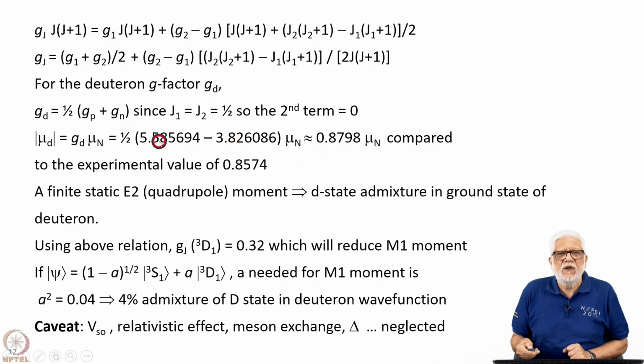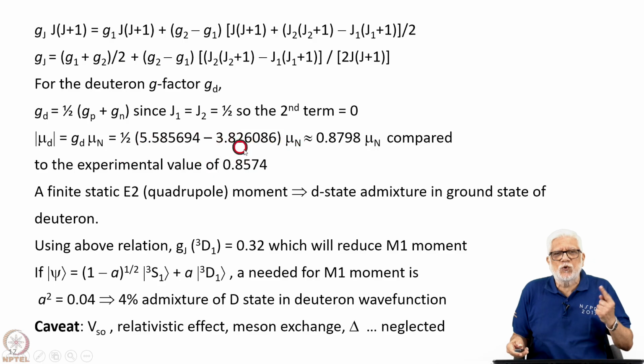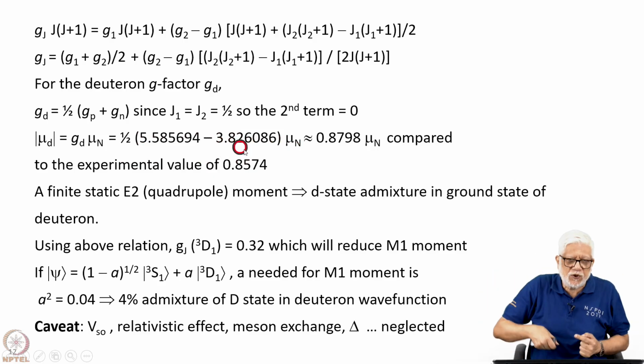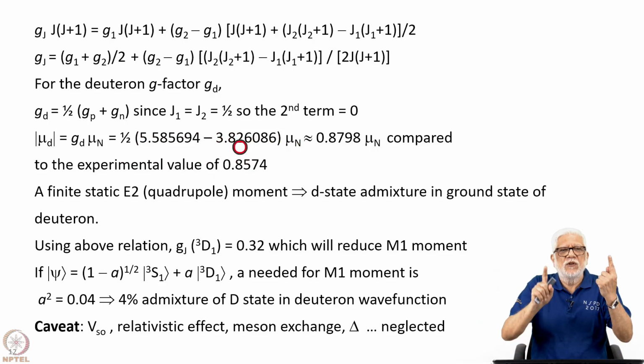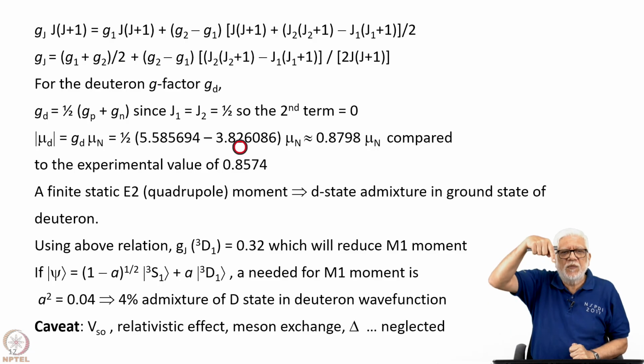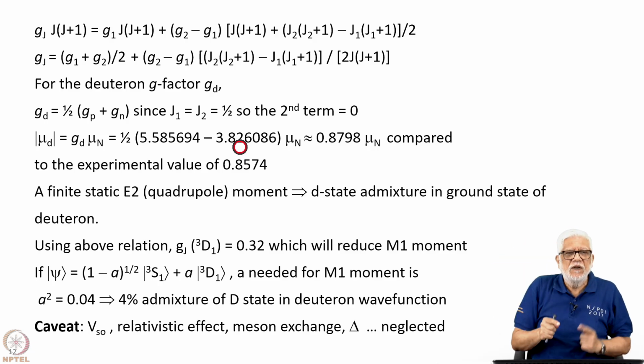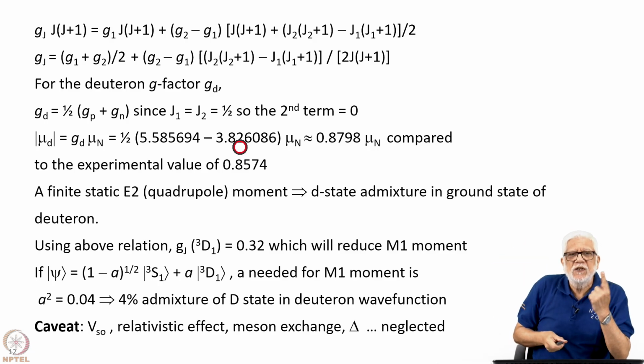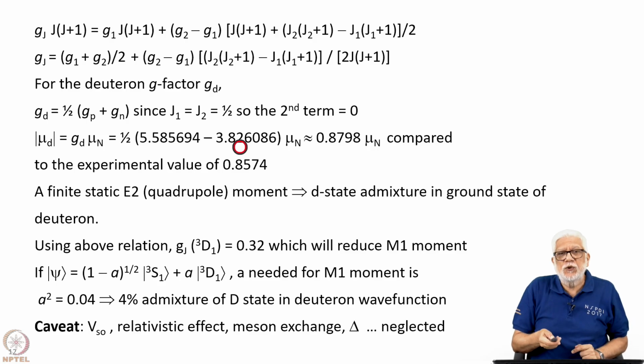So it's half of roughly 5.59 plus 3 minus 3.82, because of course the neutron magnetic moment is anti-aligned with respect to its spin, whereas the proton one is aligned to its spin. So it actually subtracts, and so the magnitude of the magnetic moment of the deuteron is just about 0.88 times mu n. And this can be compared with the experimental value, which is about 0.857. So it compares pretty well.